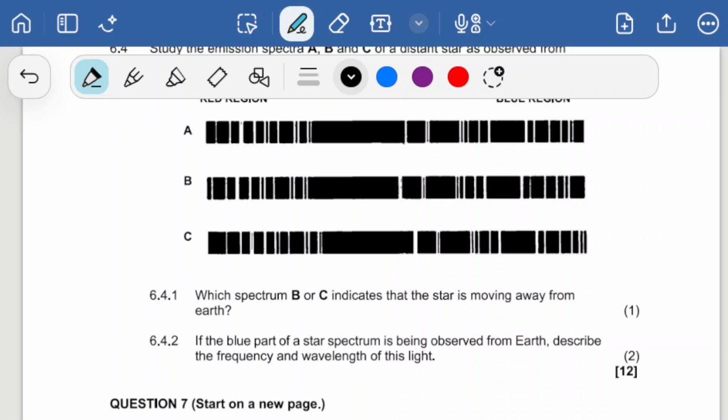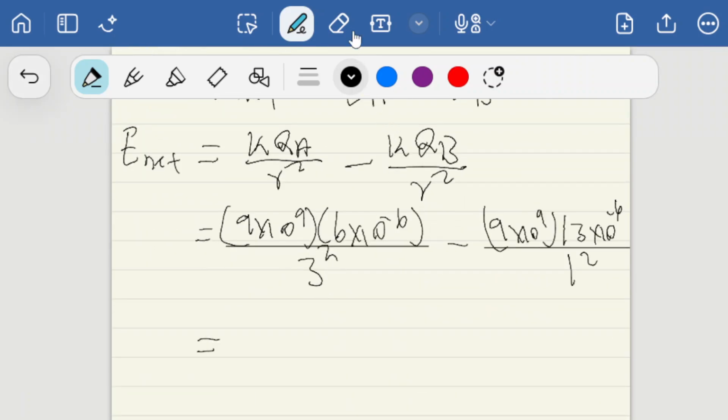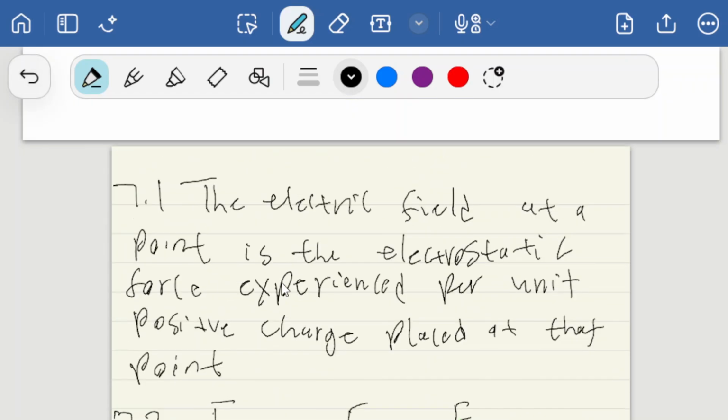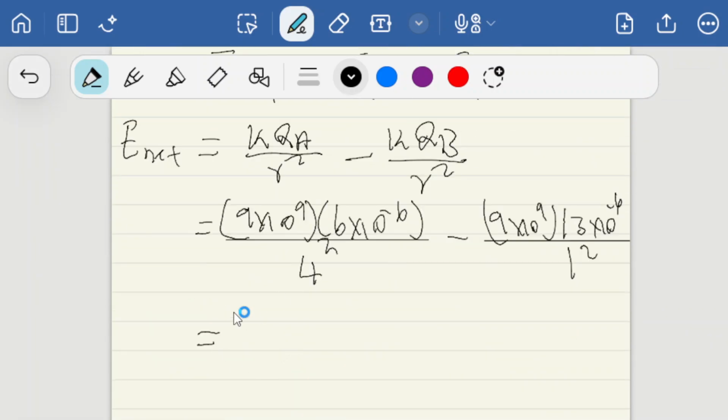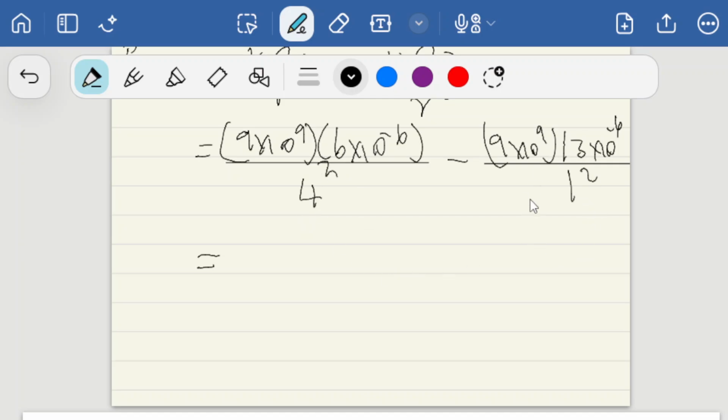The length should be this value plus that value. Subconsciously I wrote 3 instead of 4. It's supposed to be 4, yes, because P is 4 meters away from A, but P is 1 meter away from B. Can you see it? Oh yeah, 4 meters away from A, and it is also 1 meter away from B.